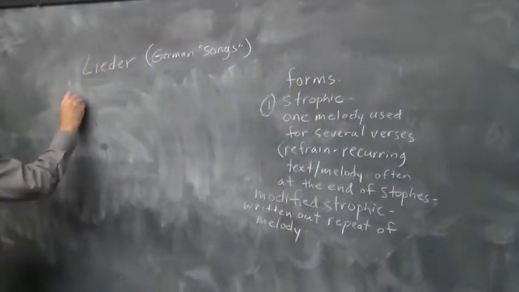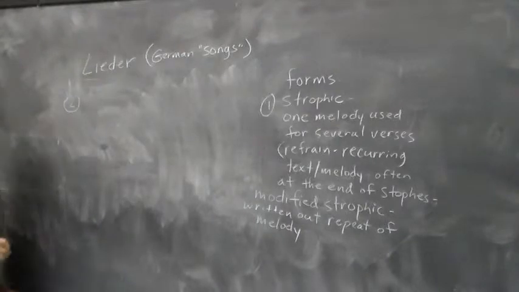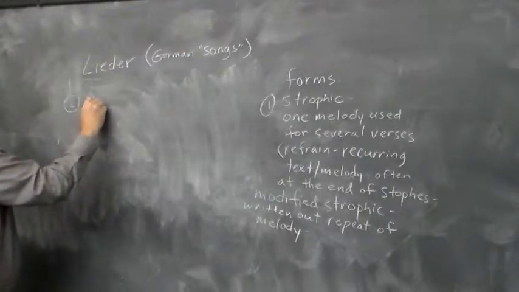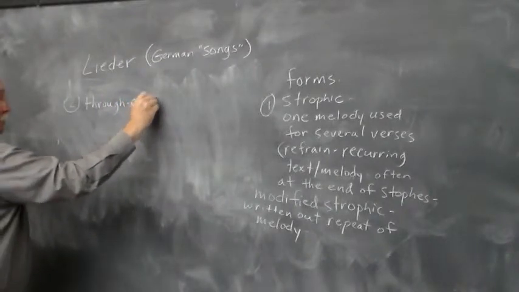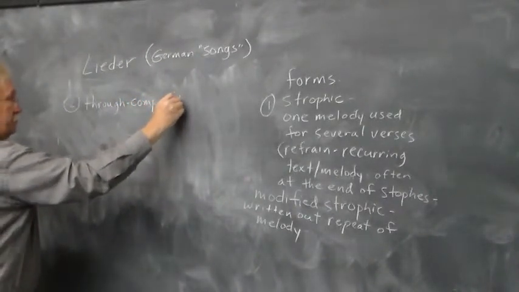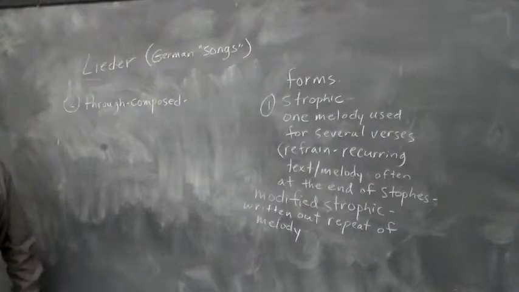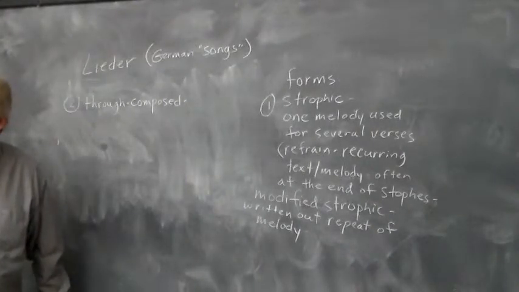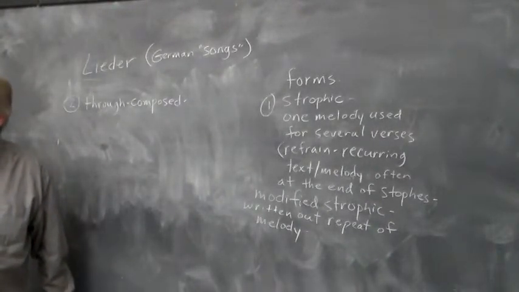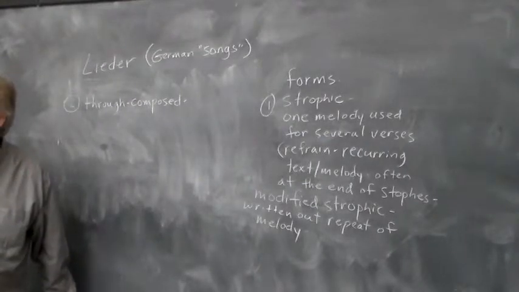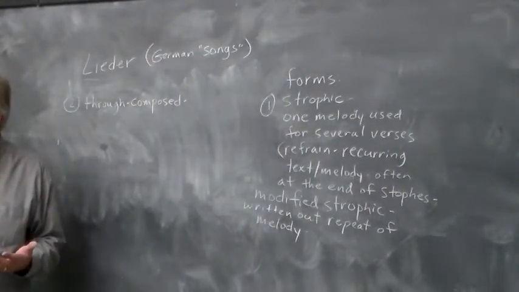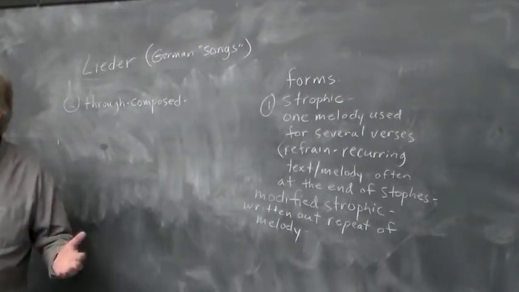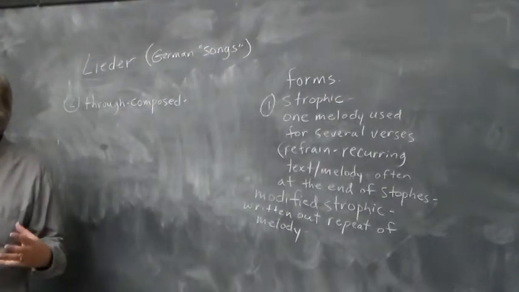The second type is the type that's called through composed. And something that's through composed is just the music following the text, that you don't particularly have an organized way that material returns. It's a freer, less structured type.